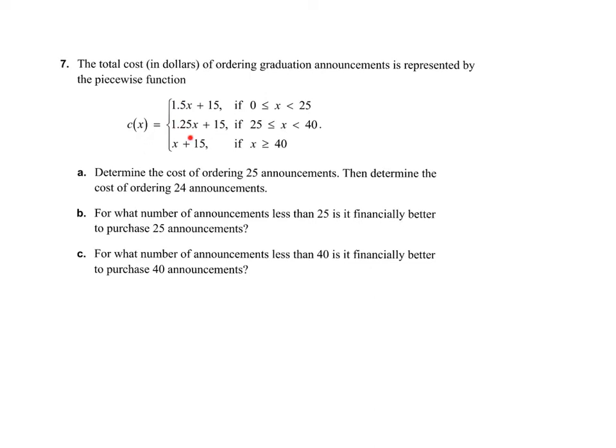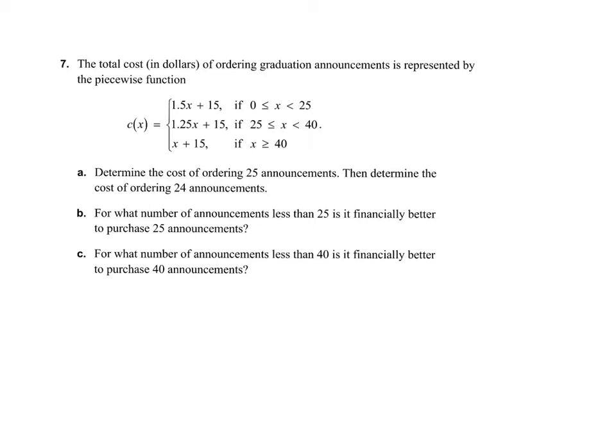So the cost per card goes down. And this is a real thing. I was ordering Christmas cards the other day, and you get a discount when you order more. So the price is changing when you order more, and that's why piecewise functions are a real thing.